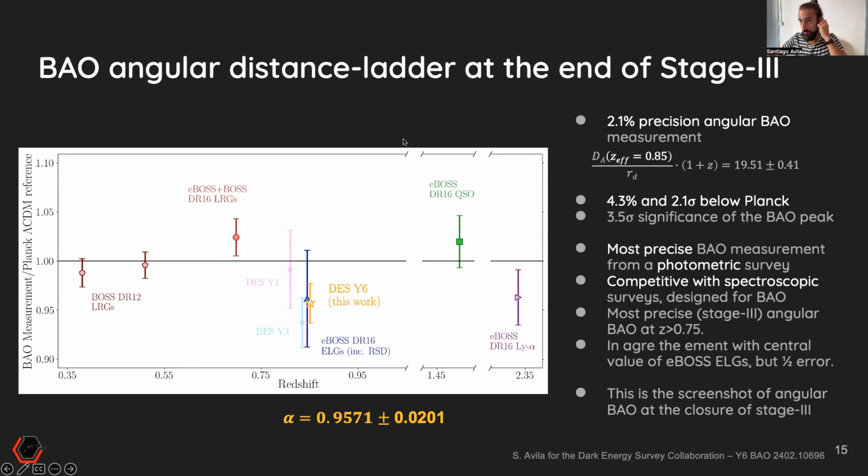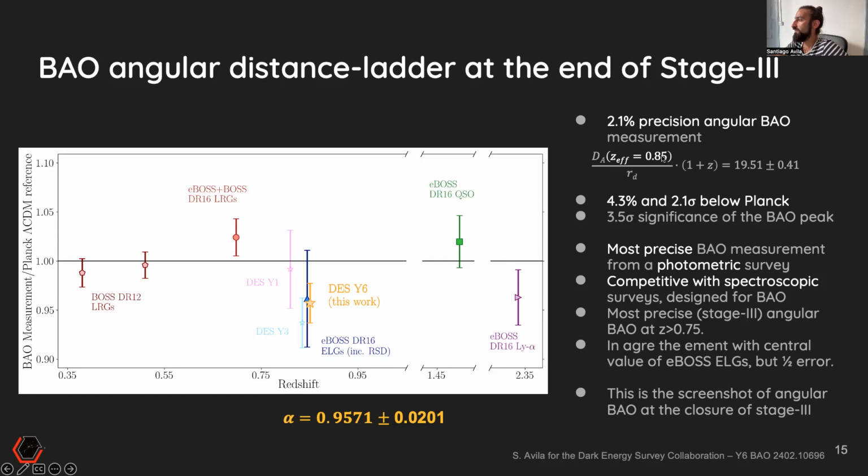Then this is the BAO angular distance ladder at the end of stage 3. This is our point. We have improved a lot with respect to year 1 and year 3. And we are competitive with other spectroscopic measurements from stage 3, so BOSS and eBOSS, which were designed for this purpose. Okay, so this is very impressive.